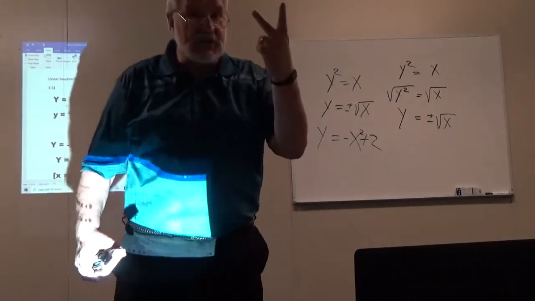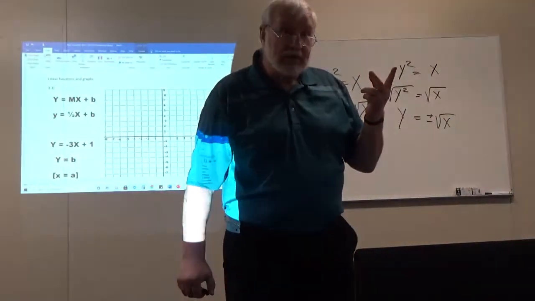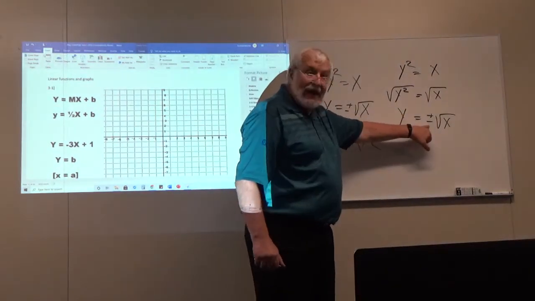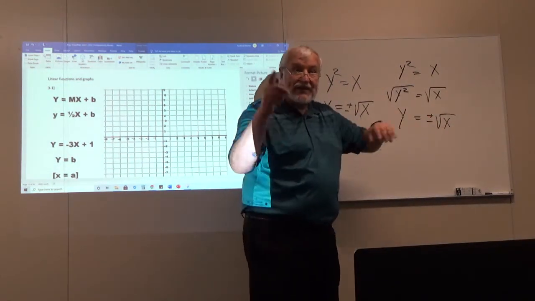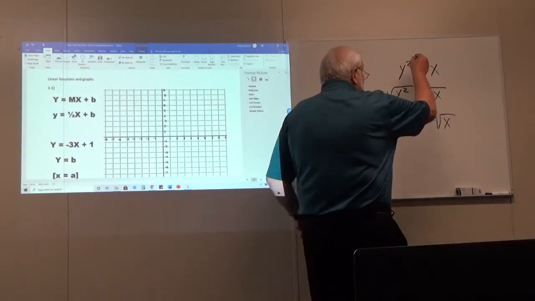And that was the two graphs that we saw in that example. Square root of x is the positive, and then negative or opposite the square root of x, and those two made up the graph, because the square root graph looks like this.